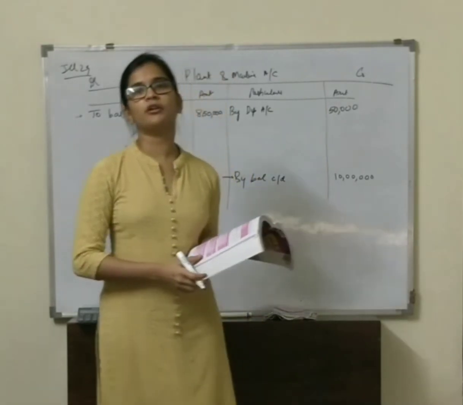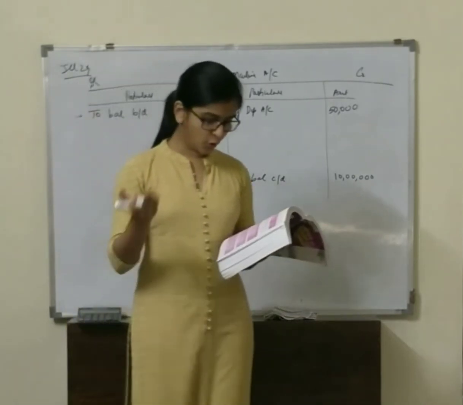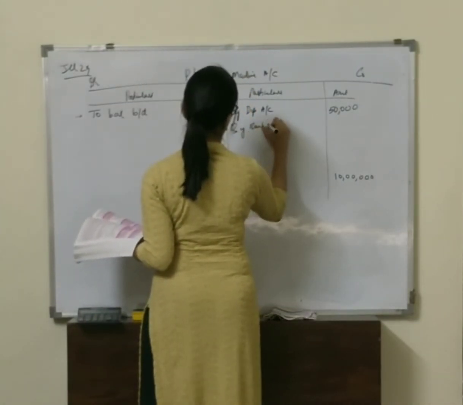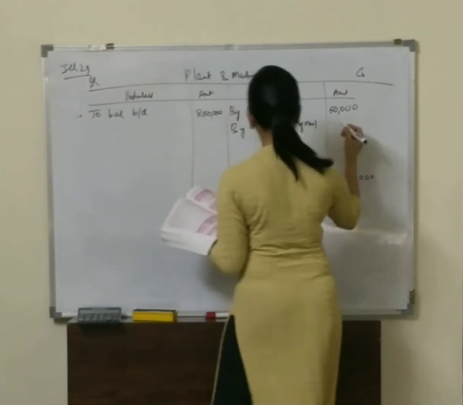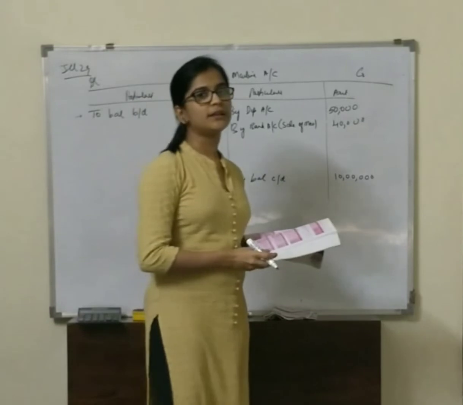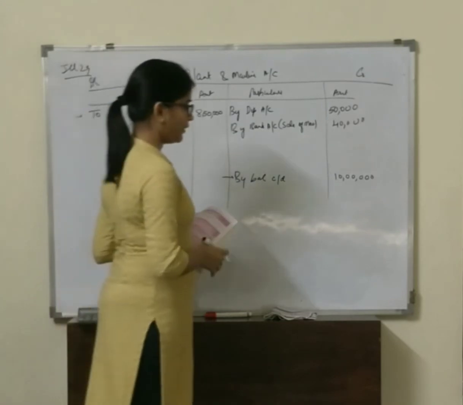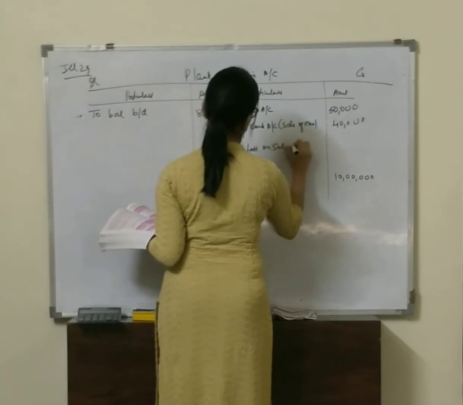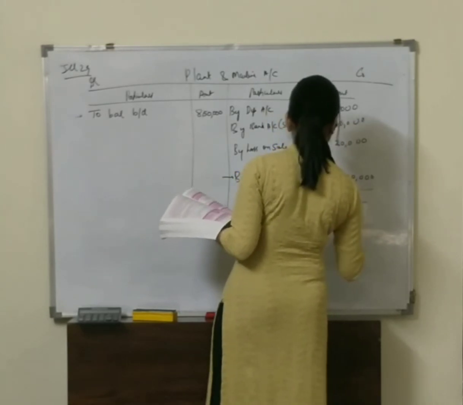So what is the journal entry for sale of plant and machinery? What is going out? Your plant and machinery is going out. What is coming in? We have money coming in. So we will write by bank account. In bracket you will write sale of machinery. It is 40,000. Next we have loss on sale of machinery. So when there is a loss, we write it on the credit side. When there is a profit, we write on the debit side. So write down by loss on sale of machine 20,000.